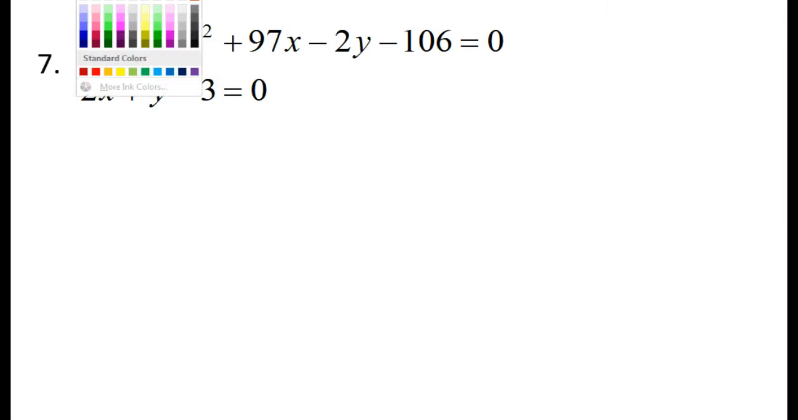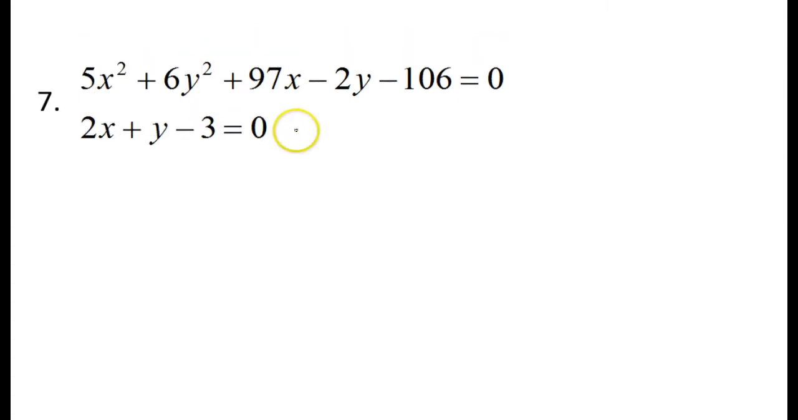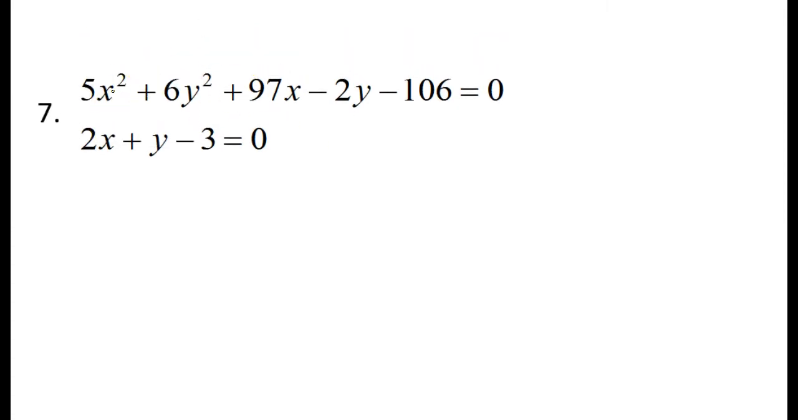Okay, for number 7, first let us identify what kind of shapes we're dealing with. This top equation is an ellipse. I know this because we have x squared and we have y squared, and they're both positive, but the coefficients are different. If one was positive and one was negative, that would be a hyperbola. If they were both positive, but they were both the same, like 5 and 5, that would be a circle. But if they're positive and they're different, it's an ellipse. The bottom equation is just a line.